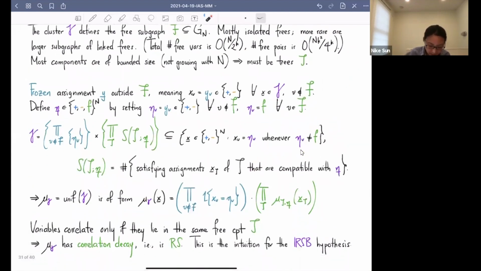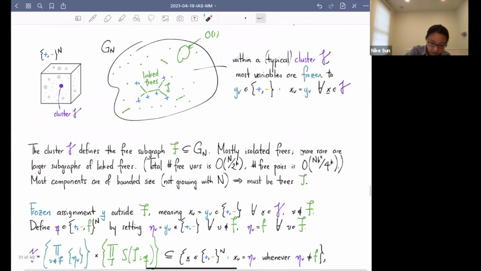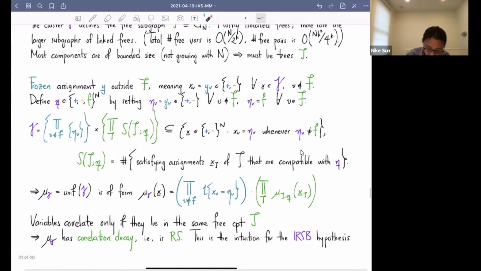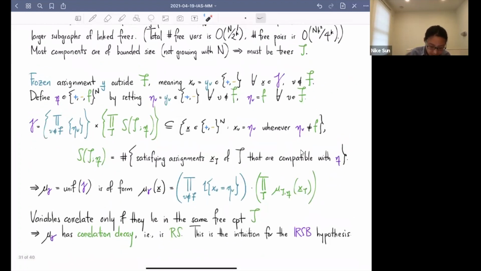That is to say, two variables will be correlated only if they're inside the same free component T. And because we argued that most of these trees are bounded, this means that the measure has correlation decay. If you have one variable here and another variable here, and they're far apart, they should not belong to the same free component, so they will be independent under mu gamma. So the measure mu gamma is replica symmetric.